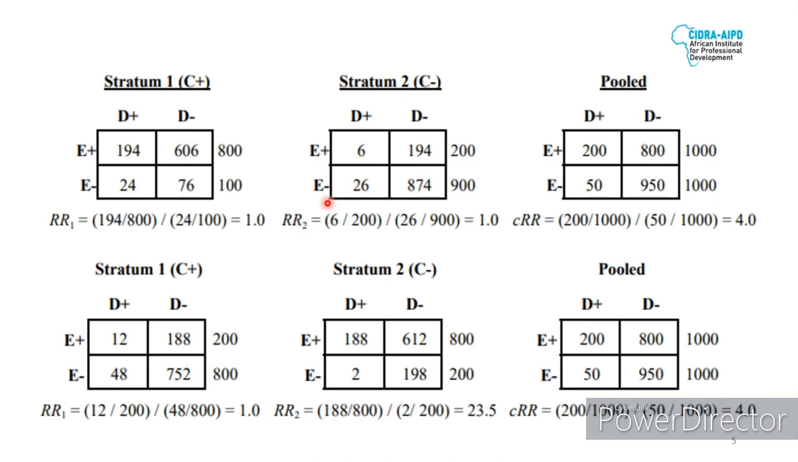And the final scenario is this one. Here we can see that RR1 is 1.0, whereas RR2 is 23.5. In this scenario, the nature of the association depends on the influence of extraneous factor C. An interaction between E and C can be said to exist. So there's an interaction between the exposure and the confounder. In such instances, summary measures of association should be in favor of strata-specific findings.